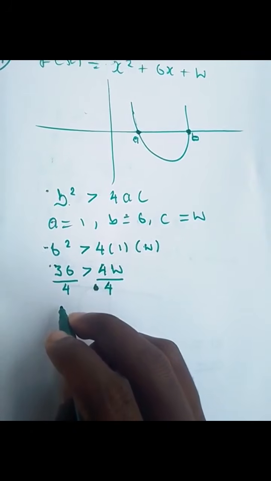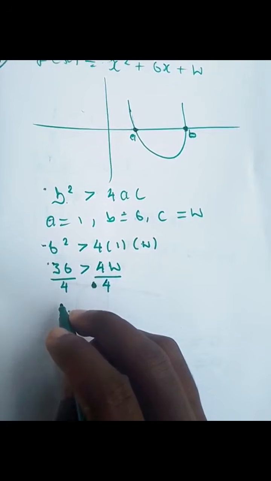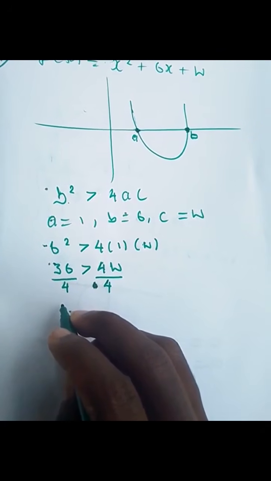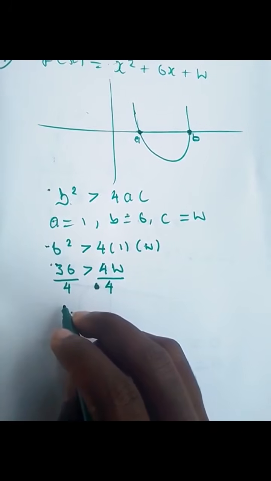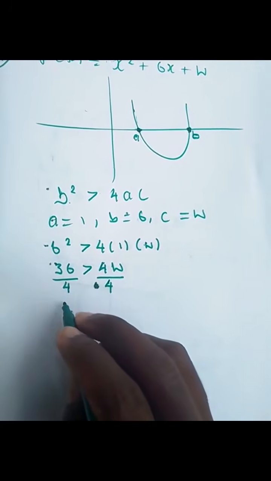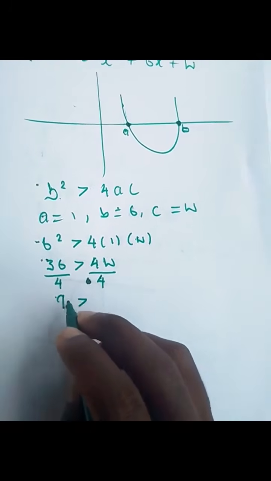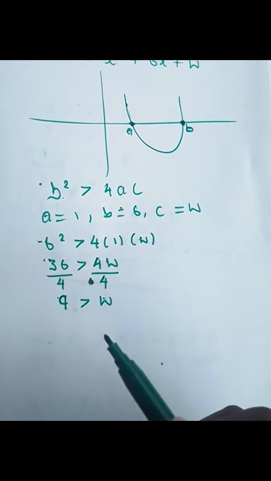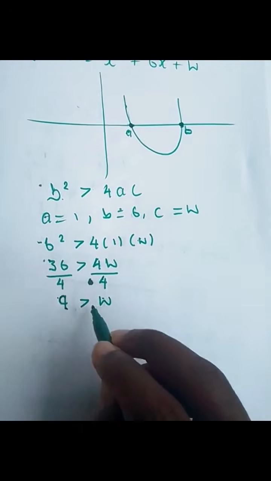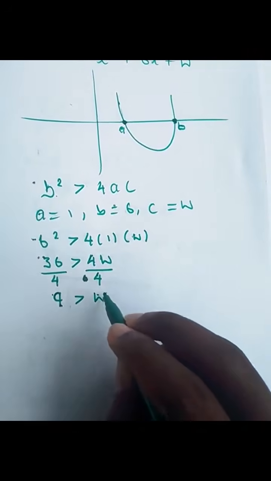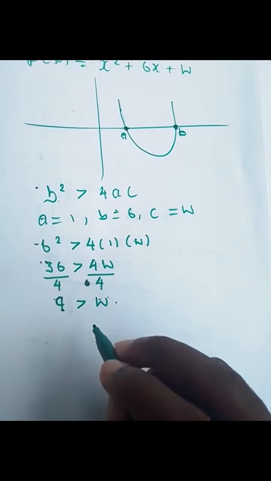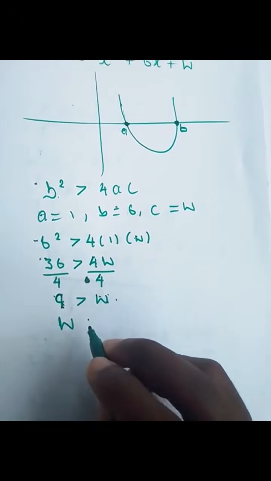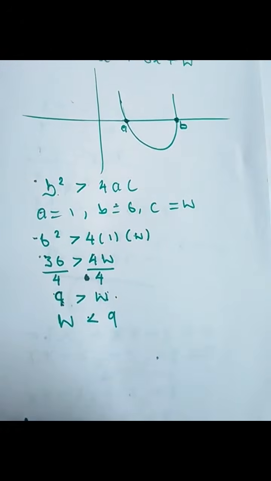So it's going to be, how many times did it go there? So 4 into 36, it is 9. So the value for w, they're saying that 9 is greater than w. So this means that if 9 is greater than w, it means that w is less than 9. Have you seen? As simple as this.